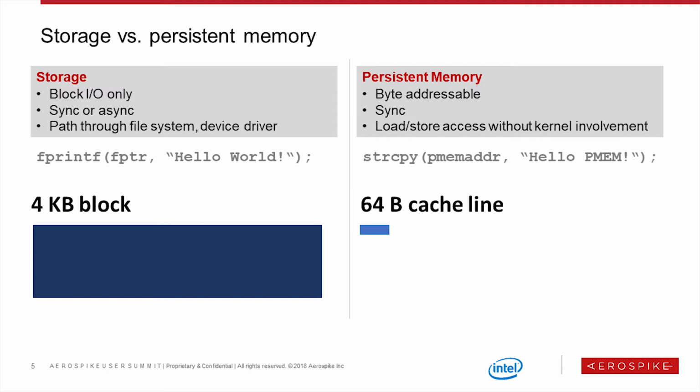When you compare that to persistent memory, it is byte addressable. If I'm copying, of course, I would do hello pmem. I'm working with as small as a 64-byte cache line. So that really affords you some flexibility and a lot more options. It is synchronous, but your I/O completes much faster. And the big idea is this, that you can load and store your data without involving the kernel. I know that sounds a little bit strange, but we'll look at that on the next slide.